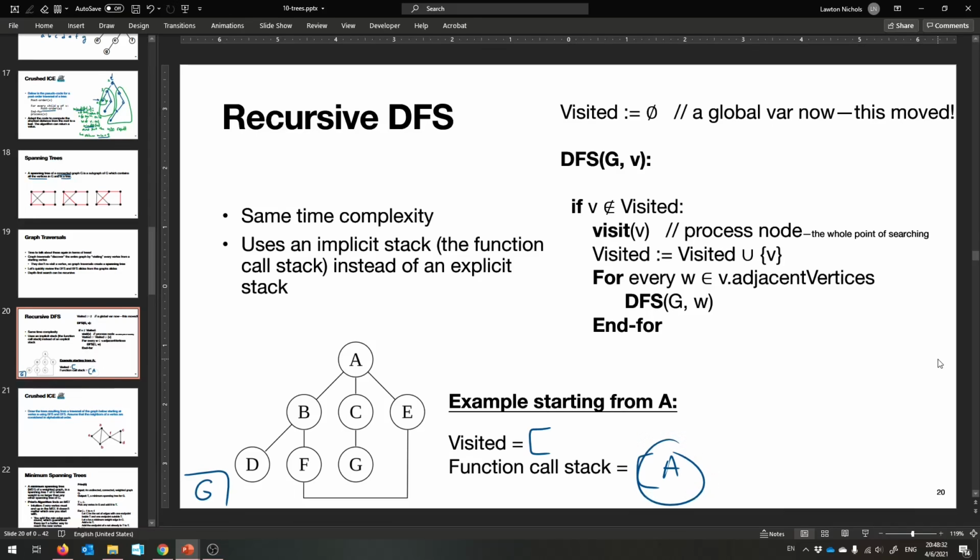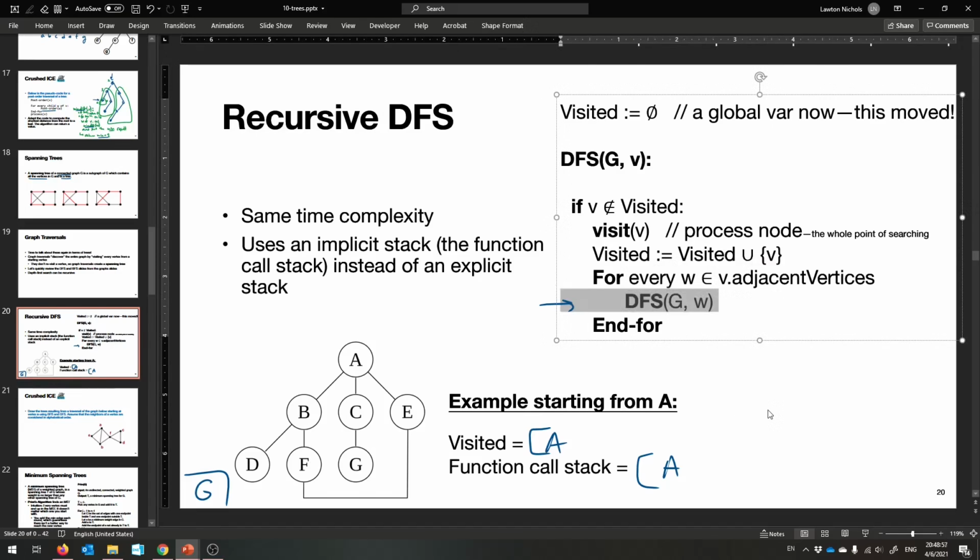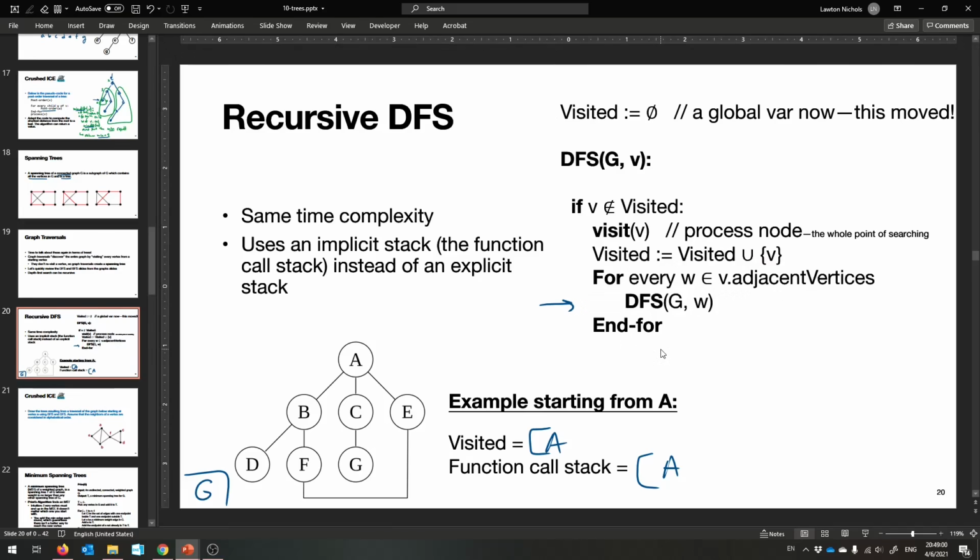Okay, so we start with A, calling it at A, and we want to visit everybody. If my current vertex V, which is A right now, is not visited, well, let's visit it. Let's process the node, and so we're going to say, yes, we have visited it now on this line. And then for every adjacent vertex, we are going to DFS it. See that? That's where our implicit stack happens. We're making a recursive call here. Okay, so let's just do it in alphabetical order. B, C, and E, we are going to call on our stack.